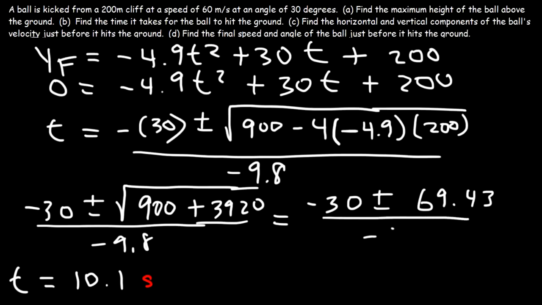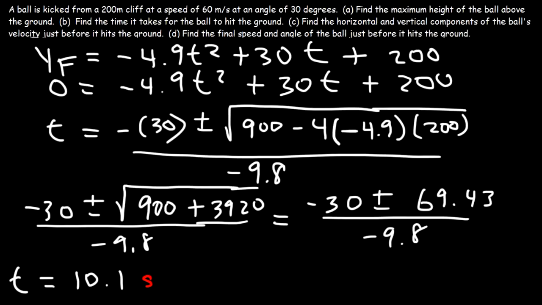Now there's two possible answers. We can do negative 30 minus 69.43 divided by negative 9.8. That result is going to be positive. We have a negative on top and a negative on the bottom. Now if we do negative 30 plus 69, that's a positive answer on top divided by a negative value on the bottom. We don't want a negative time value, so we're not going to use that.